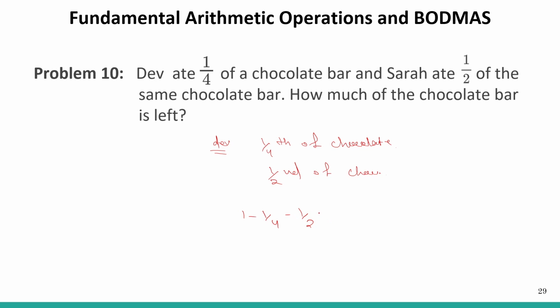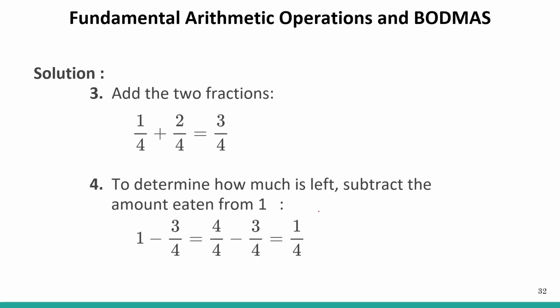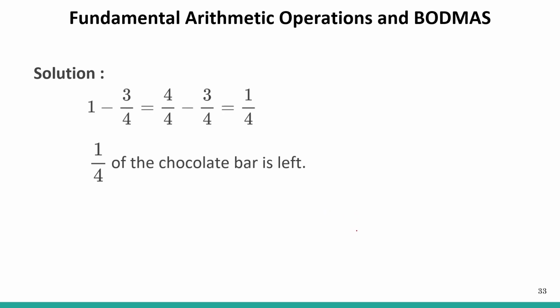Okay, so let's see the solution. What we need to do is get the LCM first, and in this case we know the LCM is 4. So 4 minus 1 minus 2, right? So 4 minus 3 by 4 is equal to 1 by 4. So 1 by 4 will be the final answer. To determine how much is left, subtract the amount eaten from 1, and we got the same answer. 1 by 4 of the chocolate bar is left.